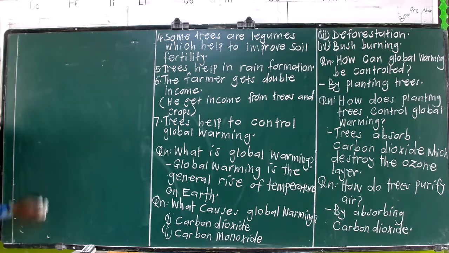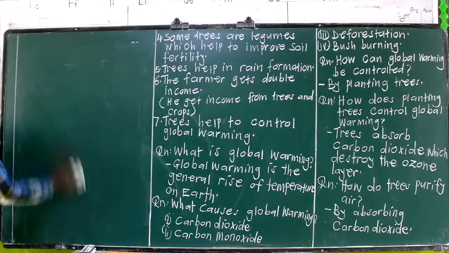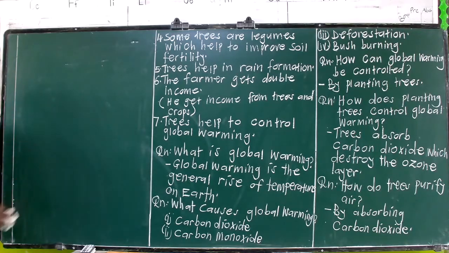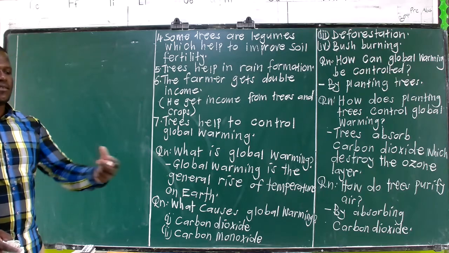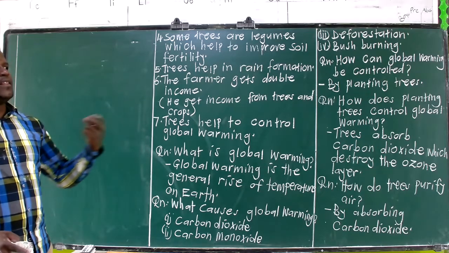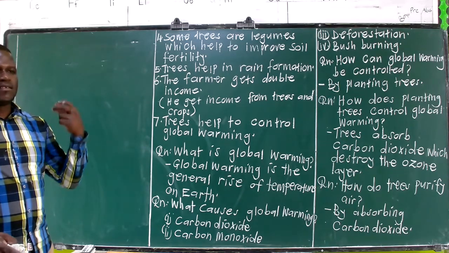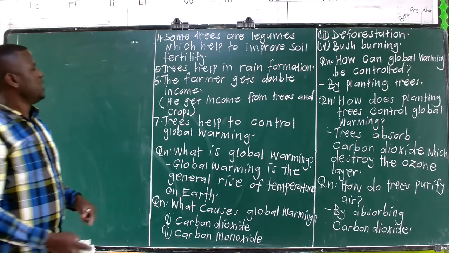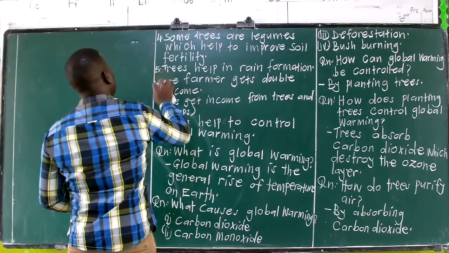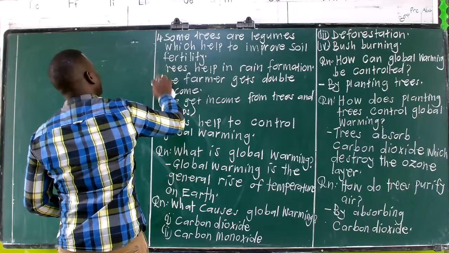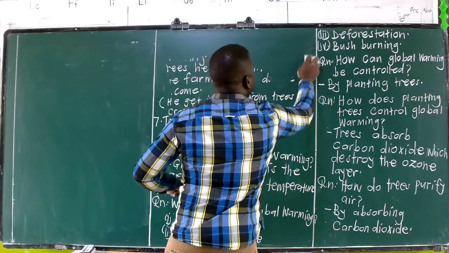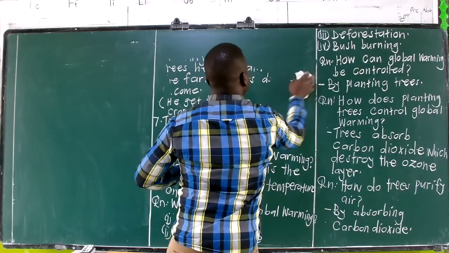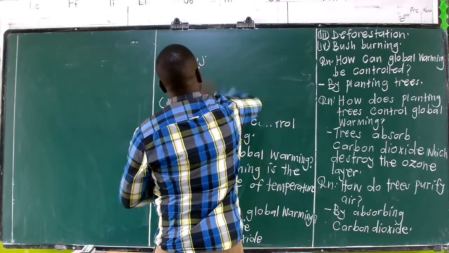So trees need carbon dioxide to make food, and this carbon dioxide, after being absorbed, plants use to make food. So as they are absorbing carbon dioxide, they are controlling global warming. At the same time, they are using that carbon dioxide to make their own food. So it's very good to plant trees and conserve the environment so that the world is a better place to live.